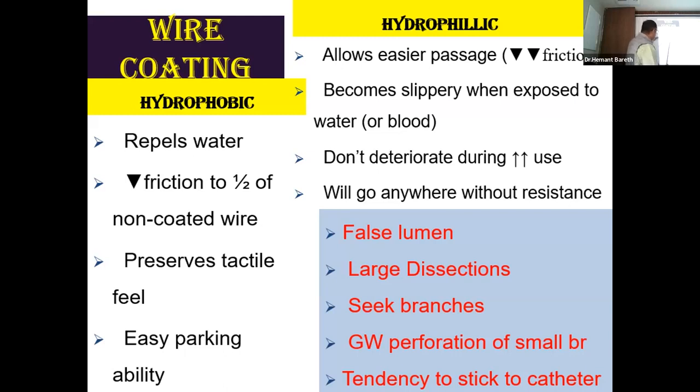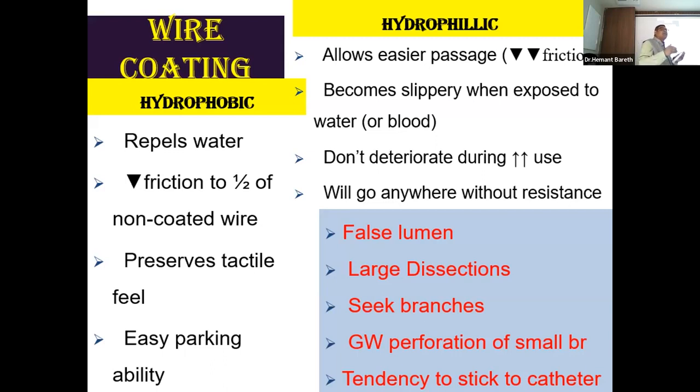Hydrophilic wire, on the other hand, decreases the friction even more, and therefore allows for a better passage. It becomes slippery when exposed to water or blood, as I told you, and doesn't deteriorate with use because this nice coating of a gel is there on the wire. It will go anywhere without resistance, but the problem is, because it will go anywhere, it can enter the false lumen, it can cause large dissections, it can even go into a branch, it can cause guide wire perforations, and it can stick to the catheter.